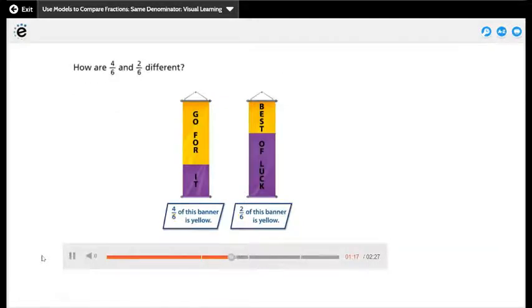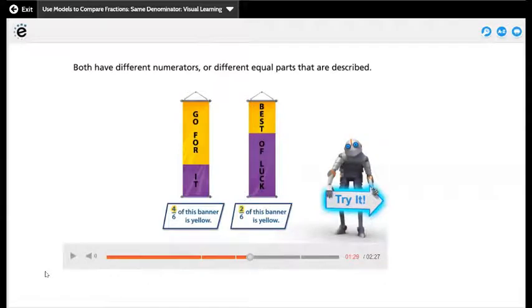How are 4/6 and 2/6 different? Check, the numerator is 4 here and 2 here, so they are different in numerator. Both have different numerators, or different numbers of equal parts that are described. Let's try.